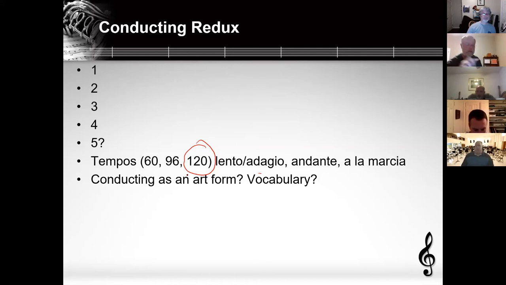Of course, there are pieces that are much faster than that. A marking that would be faster than that would be like presto, which means it's magic. Sorry, it doesn't mean it's magic. It means that it's fast.